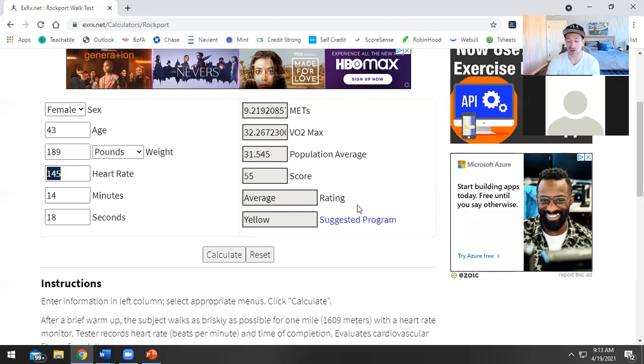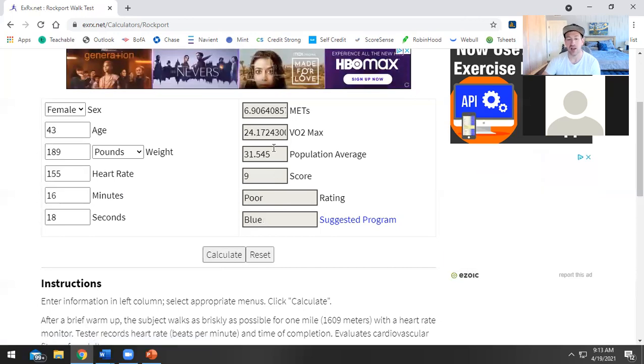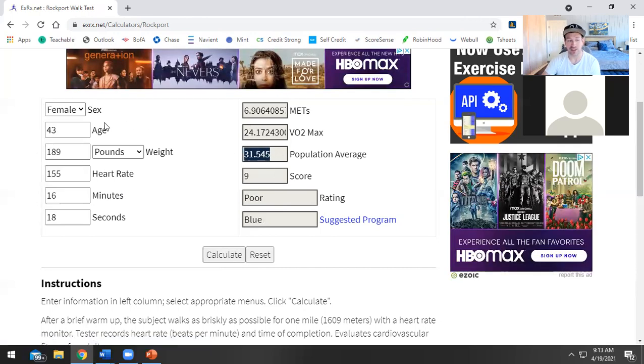Now, if my client's heart rate was 155, right? And let's say it took them 16 minutes and 18 seconds, so we're going to add 2 minutes. This is a substantial amount of time. We hit calculate here. We can see now their VO2 max was only 24. So that's an 8-point drop. Population average is still going to be 31, right? That's what we expect to see in 43-year-olds. So that puts them in the 9th percentile, which is not ideal, right? Not super great there. They're below the 10% there.